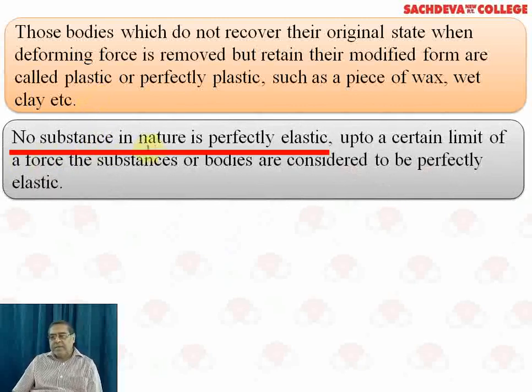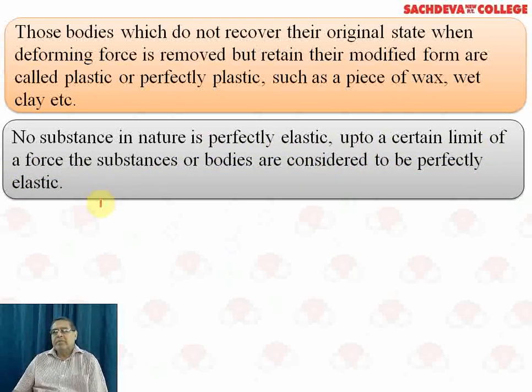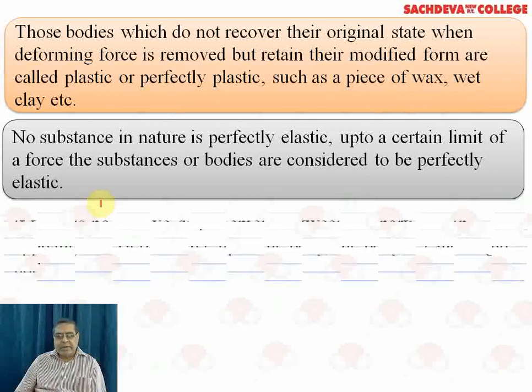However, we know that plasticity and elasticity are just very close to 100%. No substance in nature is perfectly elastic, as I have explained earlier. Up to a certain limit of force, the substances or bodies are considered to be perfectly elastic. For example, if we consider a wire and we apply force, we will find that it goes on elongating, and up to a certain extent it will elongate. After that, when we further apply the force, it will start yielding, the yield point will come, and if we overcome the yield point, finally the break point will come. So before the break point, the elasticity will be maintained.